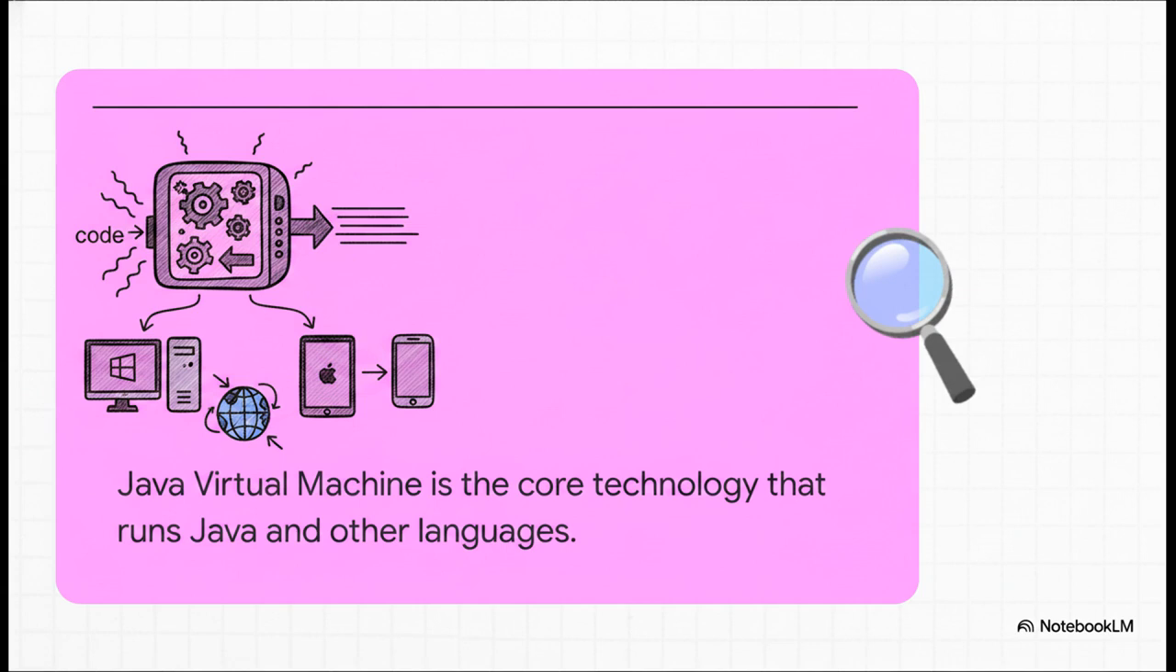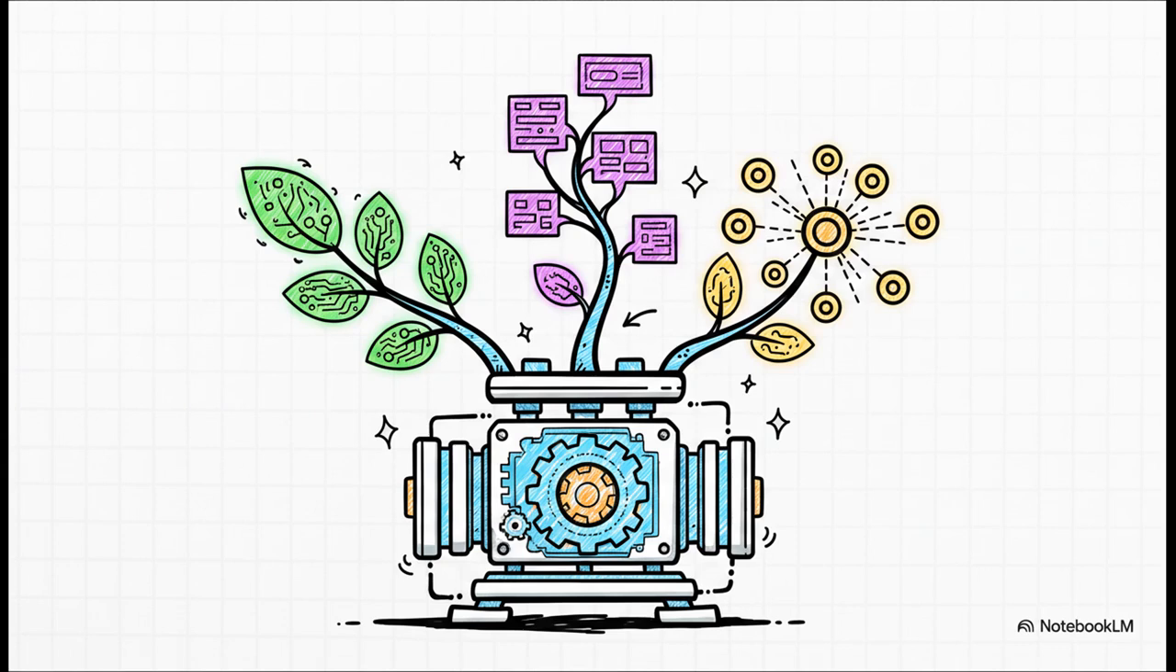And the beautiful thing is, the JVM is installed on almost every device in the world. It takes your code and flawlessly translates it on the fly for whatever specific hardware it happens to be sitting on. But here is where it gets really, really exciting, especially for an absolute beginner. The JVM doesn't just run Java anymore.